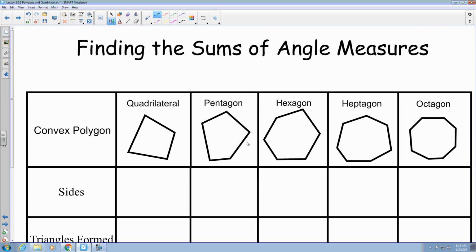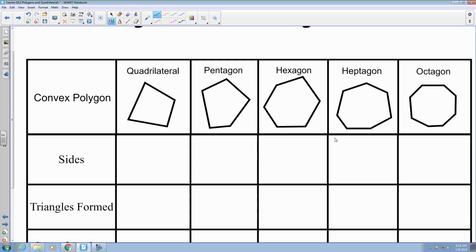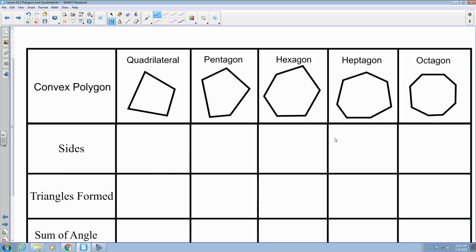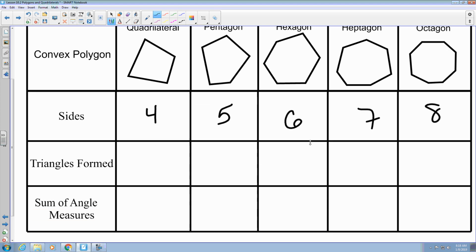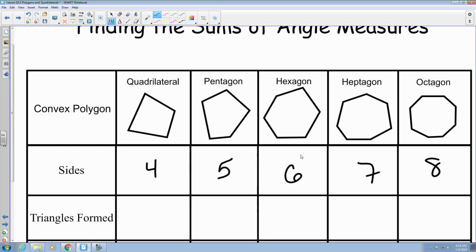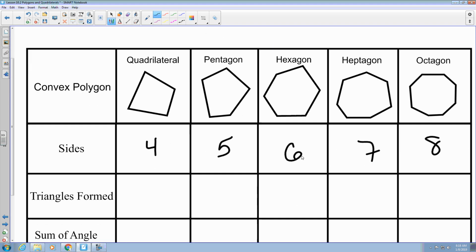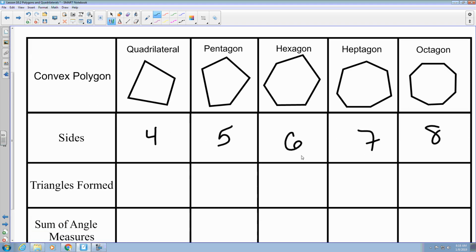So here's a little chart. It says finding the sum of angle measures. So quadrilateral, all right, so we got 4 sides here. Pentagon's got 5. Hexagon's got 6. Heptagon's got 7. Octagon's got 8. All right. So this is going to help us out figuring out the sum of the angle measures, the sum of the interior angle measures.